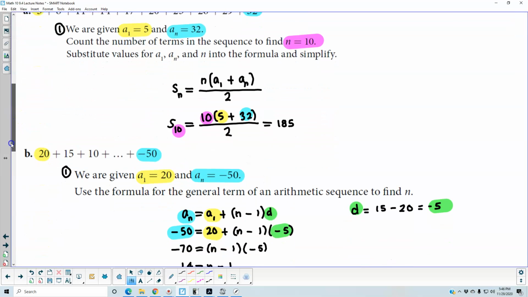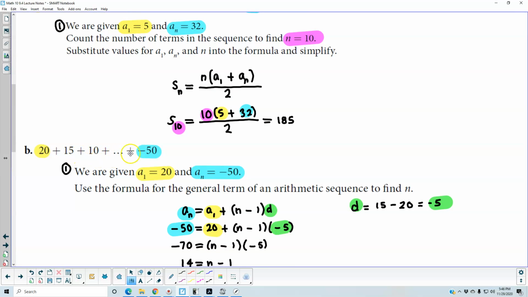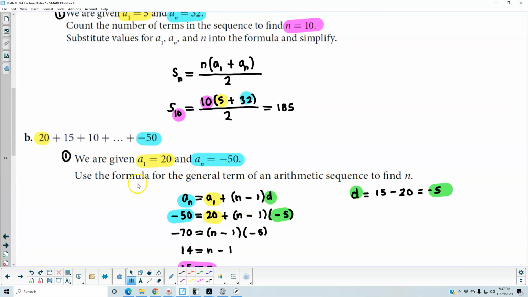Next, we have 20, 15, 10, and it goes all the way to negative 50. So again, we have to identify the first term of the series, which is 20. We can see that the nth term is negative 50. And then we're going to use the formula for the general term of an arithmetic sequence to find n, because if you look at this example, we don't know how many numbers are in this series because there's a dot dot dot here, so we don't know. In order for us to figure out what n is, we have to go back to the arithmetic sequence formula, which was a subscript n is equal to a subscript 1 plus n minus 1 times d.